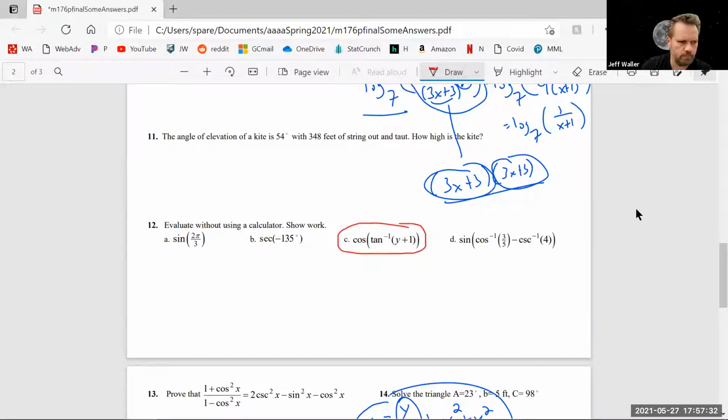You guys remember how to do this kind of problem? Do you guys remember how to do this problem or no? Could use a refresh. Okay. All right. So real quick.